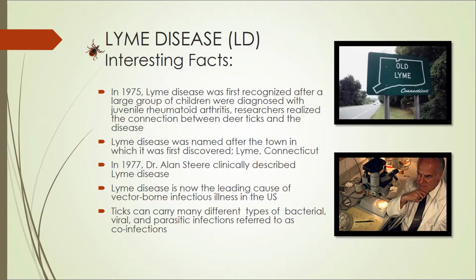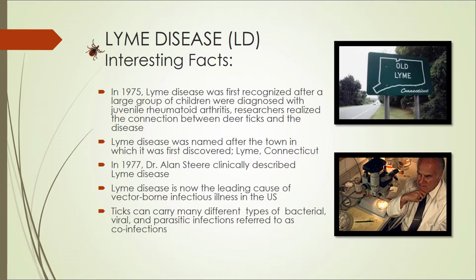In 1975, Lyme disease was first recognized after a large group of children were diagnosed with juvenile rheumatoid arthritis. Researchers realized the connection between deer ticks and the disease. Lyme disease was named after the town in which it was discovered, Lyme, Connecticut. In 1977, Dr. Allen Steere clinically described Lyme disease. Lyme disease is now the leading cause of vector-borne illness in the United States.